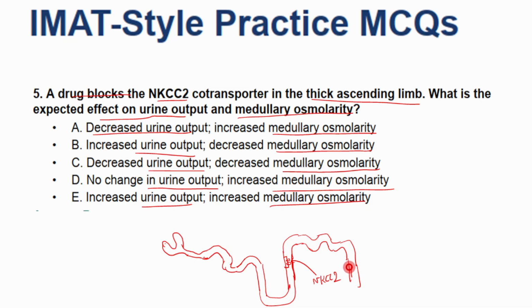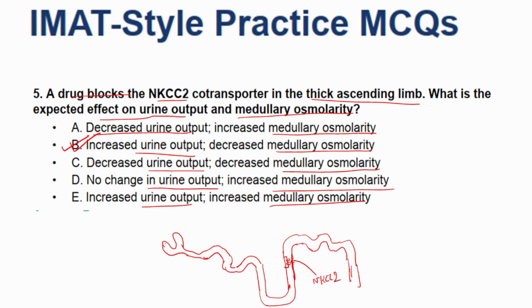By preventing these ions from being actively transported out of the tubular lumen into the medullary interstitium, the drug directly obliterates the hypertonic medullary osmotic gradient, dropping it significantly below its normal peak level of 1200 milliosmoles per liter. Without this osmotic gradient, the collecting duct completely loses its driving force to reabsorb water via aquaporins, resulting in a dramatic, powerful increase in urine output. That's why the correct answer is B.